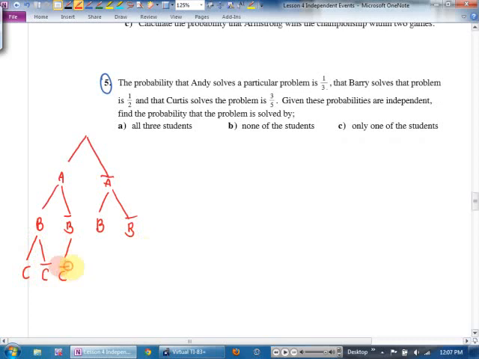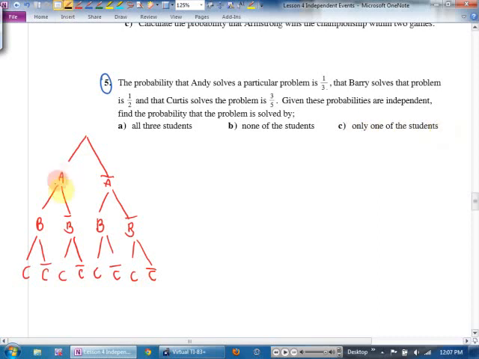Curtis can solve it. Oop, don't put a... or not. Curtis can solve it or not. And I'm going to cheat. Because this is such a long tree to draw, I'm only going to fill in these branches. So I'm already going to put a check mark under only one.